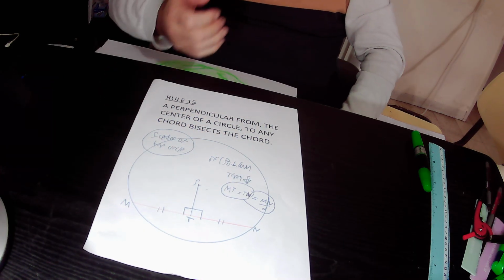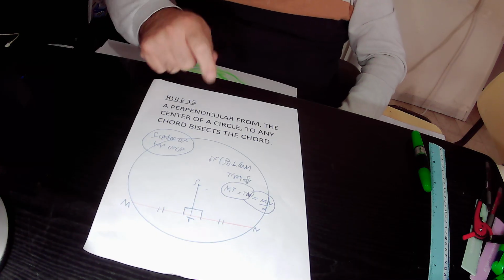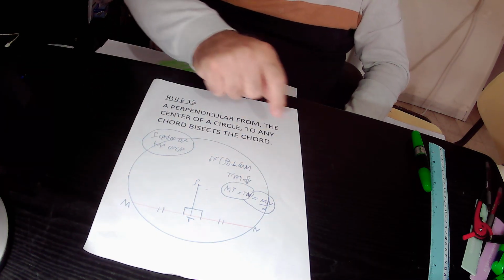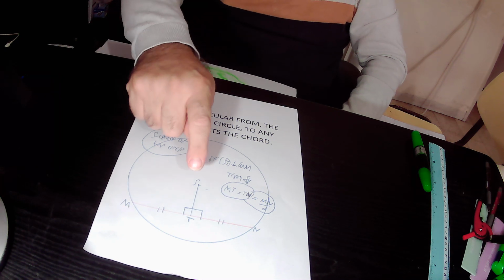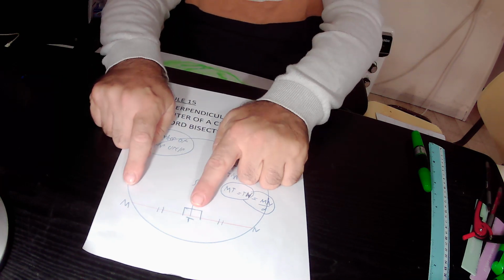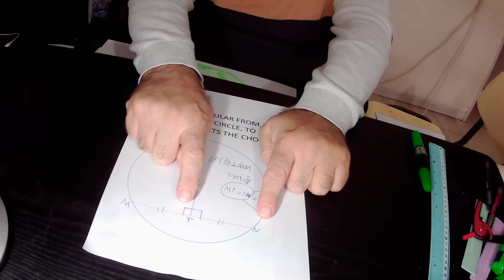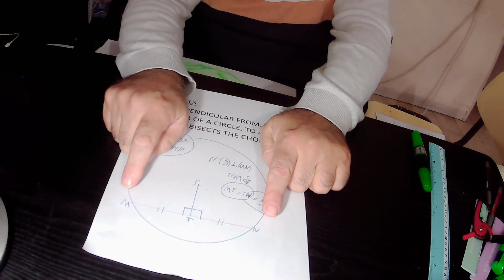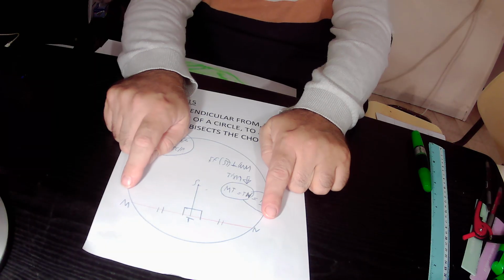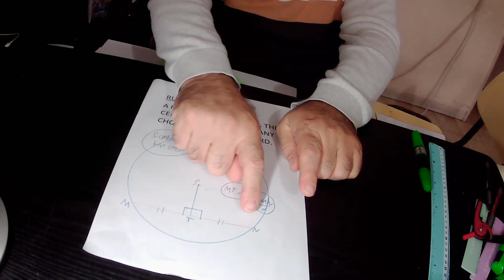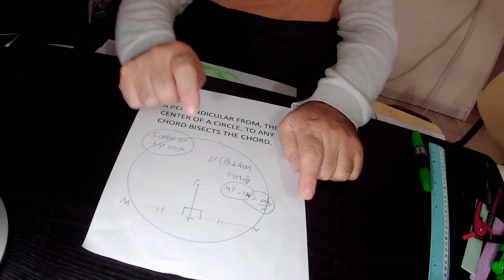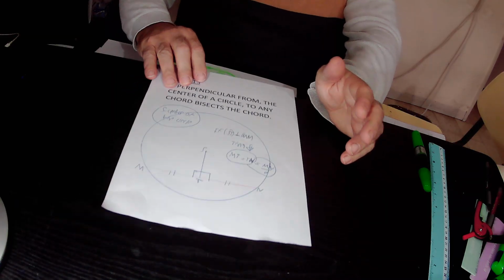And according to this rule 15, perpendicular ST bisects chord MN. That is to say, it divides chord MN into two halves. The first half is MT, and it is of course equal to the second half of MN, that is TN. And each half must be equal to MN over 2 because MN has been bisected into two halves. So MT equals TN equals MN over 2, according to this rule 15.